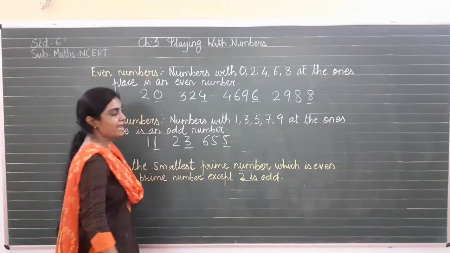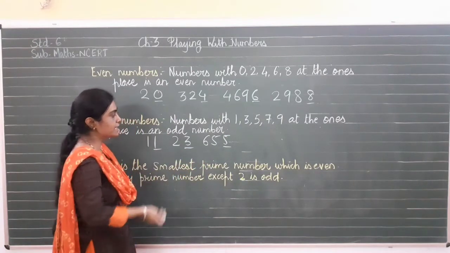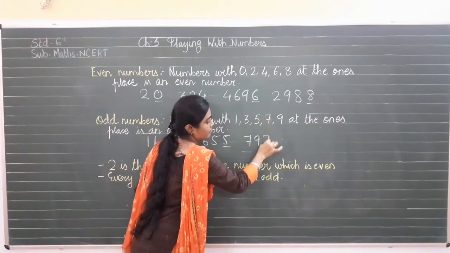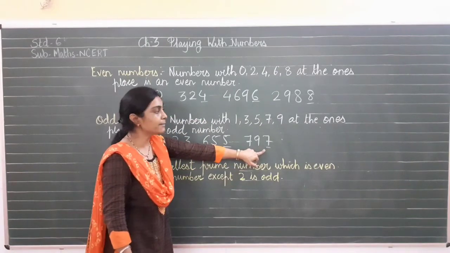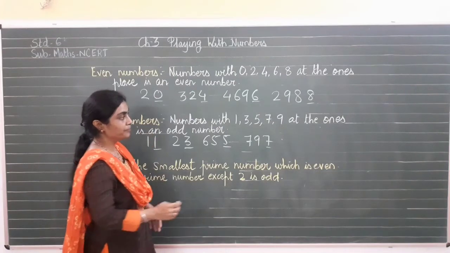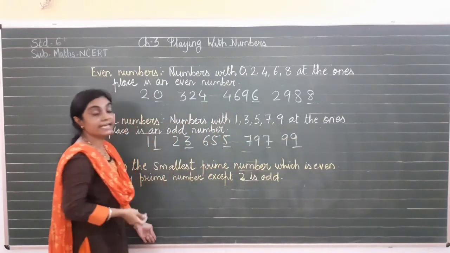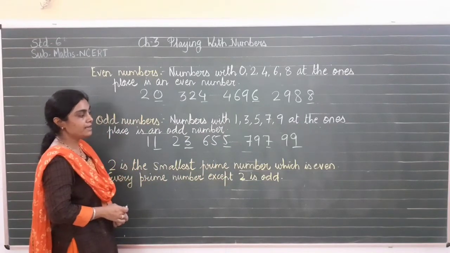Here 5. 5 is also at its unit place. So 655 is also an odd number. 797. 7 is also at its unit place. So 797 can be called an odd number. 99. 9 is again at its unit place. So 99 can be called an odd number.